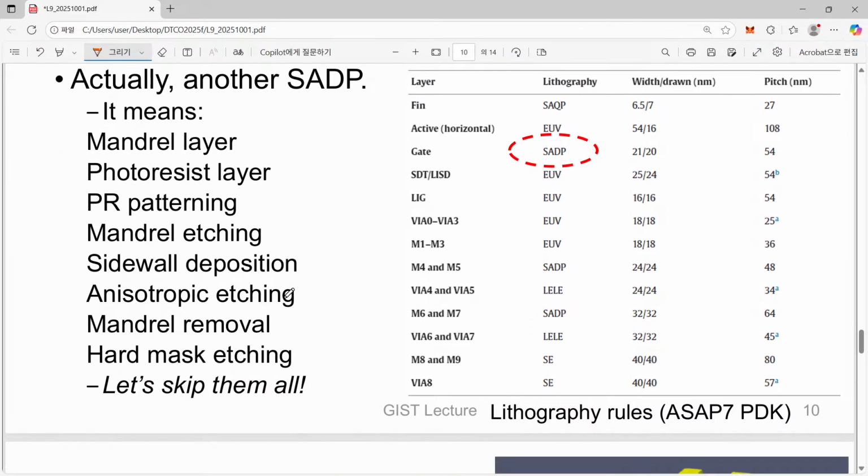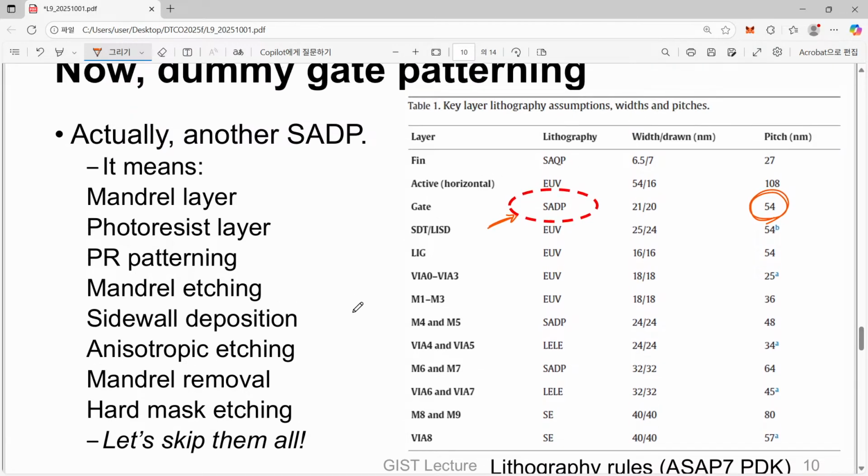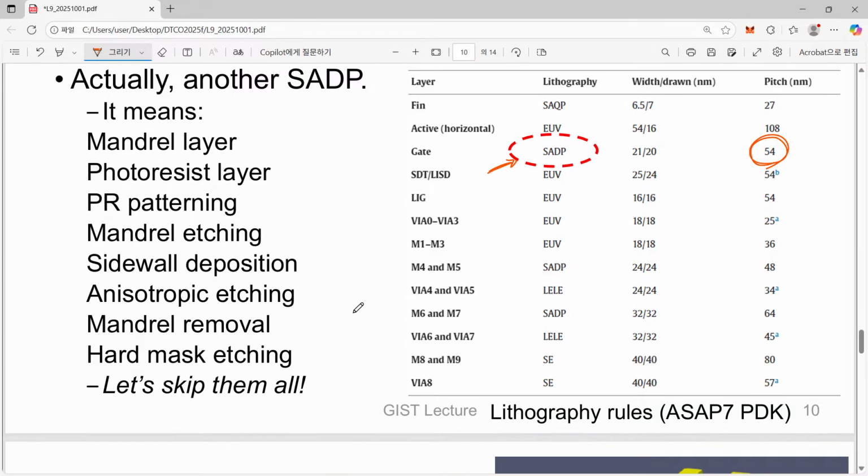This is the lithography rules assumed in the ASAP7 PDK, and as you can see here, even our gate is patterned with SADP, double patterning, and its pitch is 54. So we have to have this kind of quite complicated process. I will not show you the detail, but please just guess what is needed.